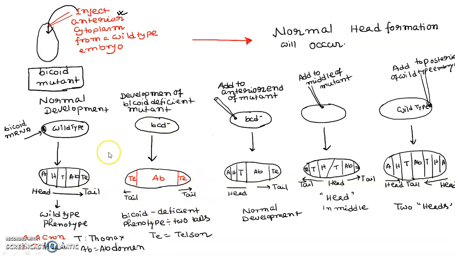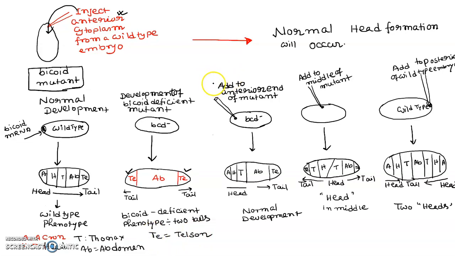Now the second experiment is the development of a bicoid deficient mutant. Bicoid deficient means the bicoid gene is non-functional here. So here there are two tails, both sides, and there is no anterior side. Tail formation occurs on both sides, because the posterior nanos mRNA can take up the function of the anterior side. As bicoid is deficient, both side tail formation occurs. The bicoid deficient phenotype has two tails.